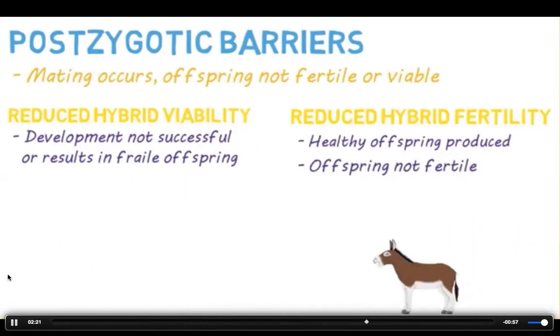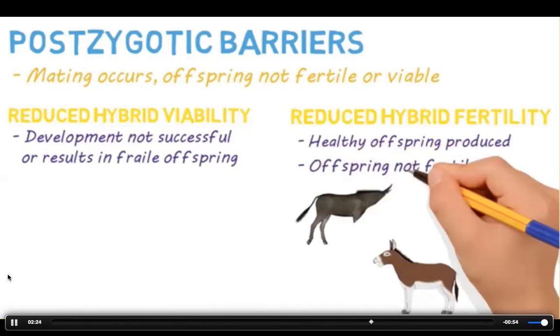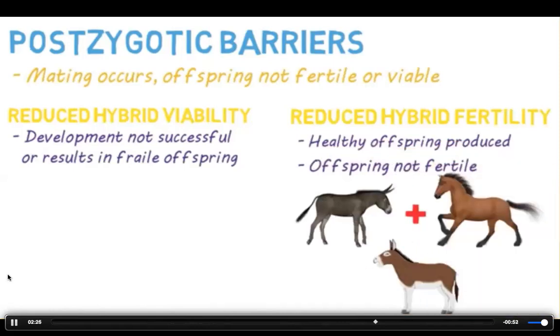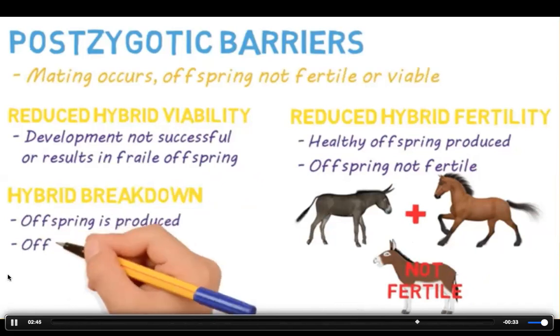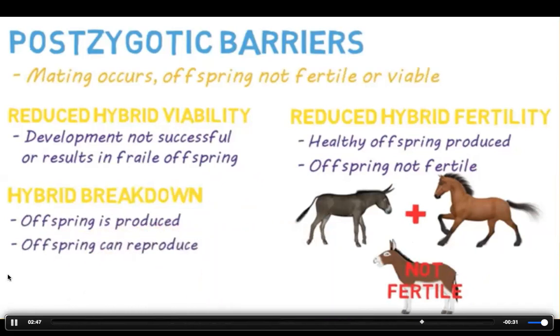The classic case is a mule, the offspring of a male donkey and a female horse. The mule lives a full life and can function just fine, except when it comes to reproducing. This is one reason that donkeys and horses are considered to be different species. A final example of post-zygotic barrier is hybrid breakdown, in which offspring is produced, and that offspring may be able to reproduce, but the second generation will be weak and or sterile.